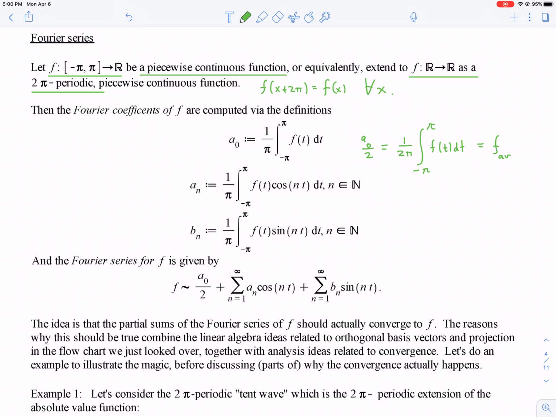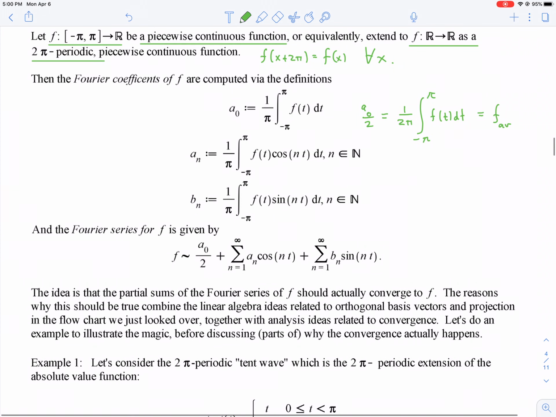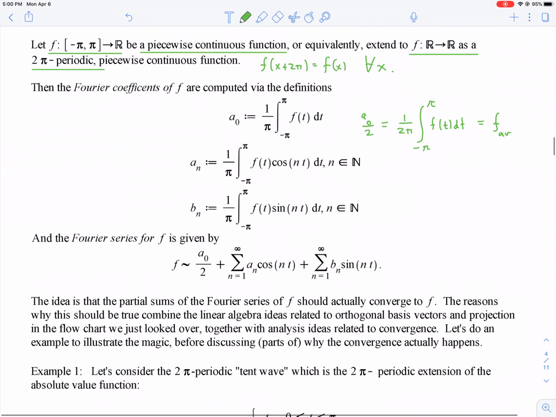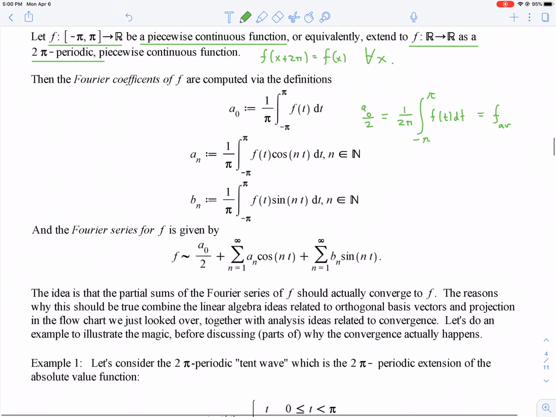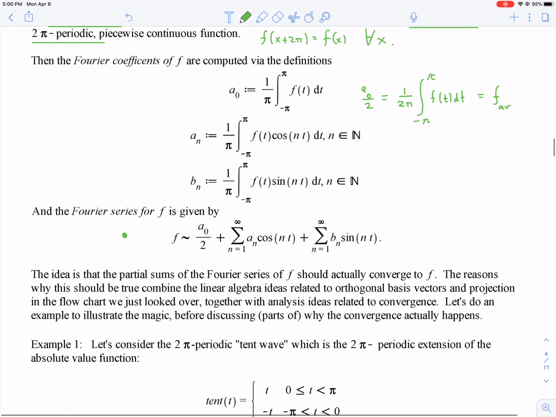Okay, so here are the formulas for the a_n's and b_n's, indexed by counting numbers 1, 2, 3, 4, and so on, and a naught. And then here is what we call the Fourier series for f, which is just that strange-looking sum. Now, here's the idea of what's going on, and after we do an example, we'll talk about this more carefully.